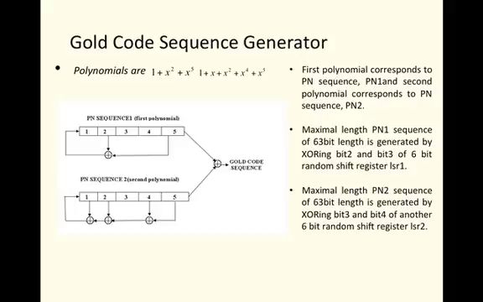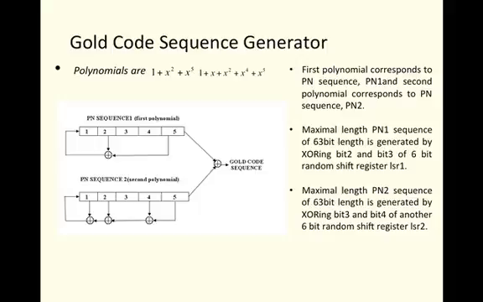The feedback polynomials that have been chosen are 1 plus x squared plus x power 5 and 1 plus x squared plus x power 4 plus x power 5. The first polynomial corresponds to a PN sequence, PN1, and the second polynomial corresponds to PN sequence PN2.